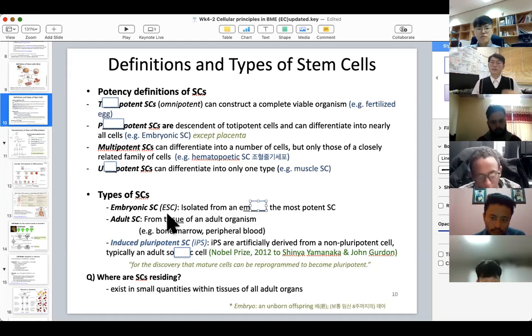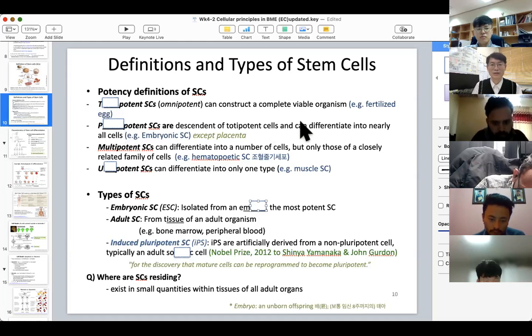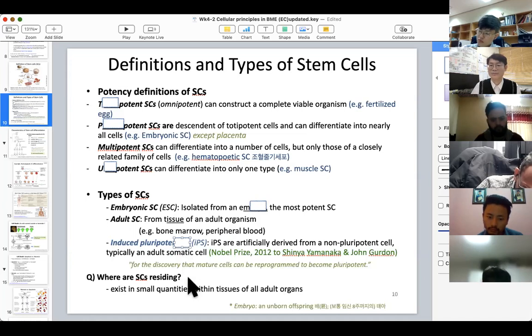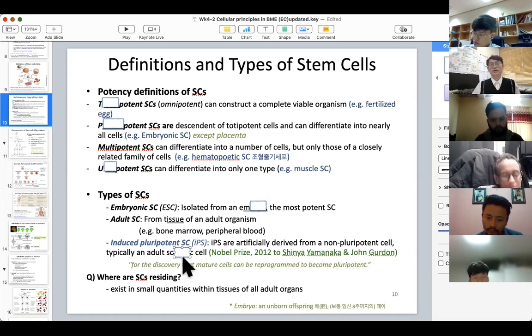And now, like a decade ago, there are new discoveries called iPS, which means induced pluripotent stem cell. We just learned the pluripotent stem cell, right? It can become almost all cells, and they are artificially derived from a non-pluripotent cell, typically an adult body cell, such as your skin. So this is a body cell, an adult somatic cell, and this is called induced pluripotent.